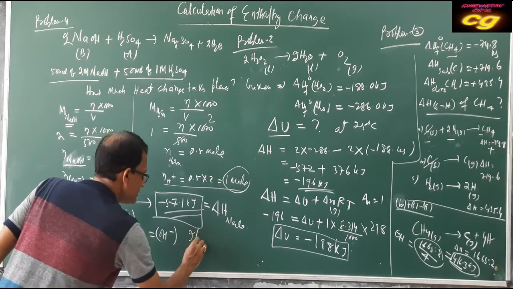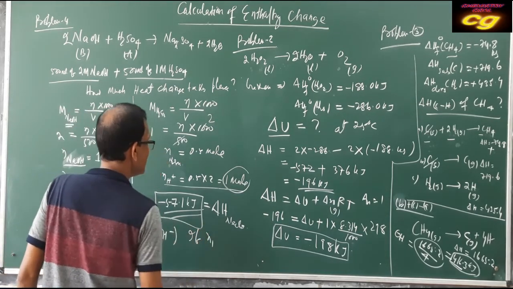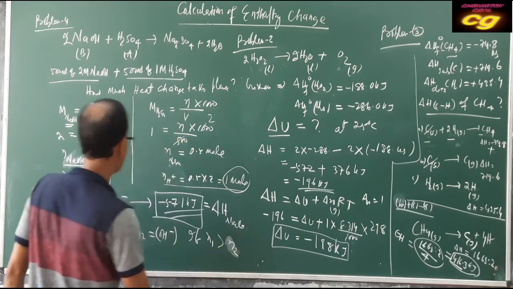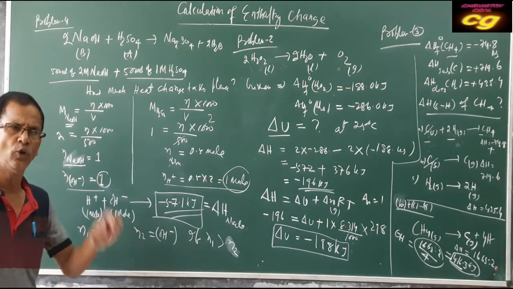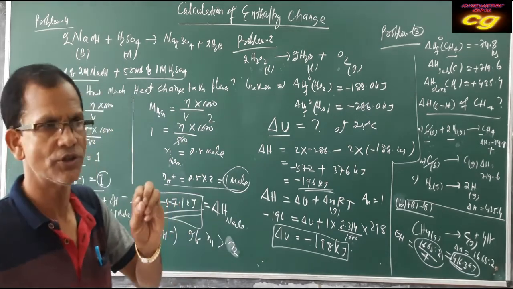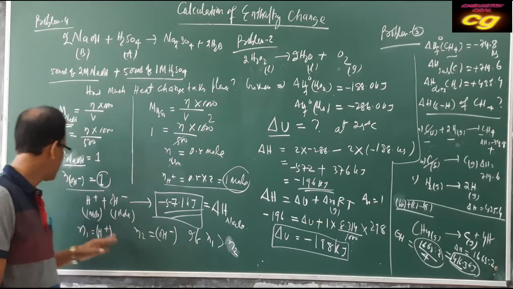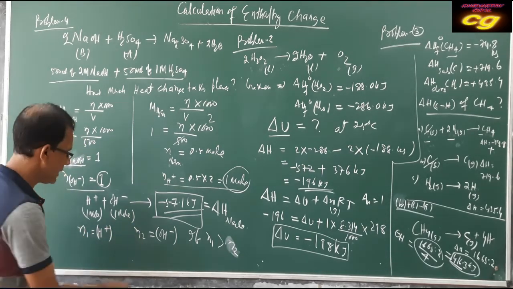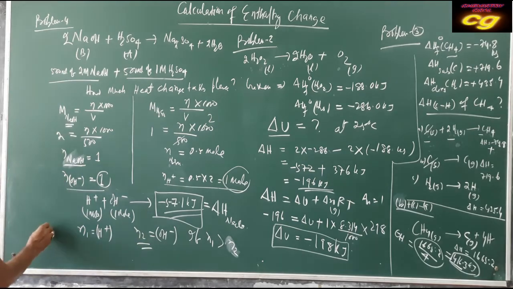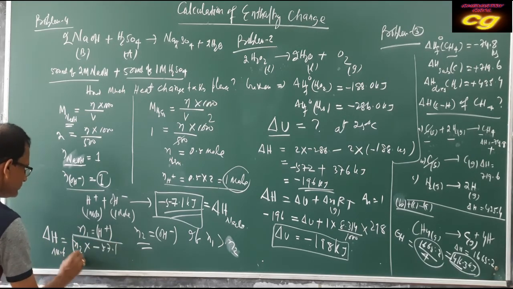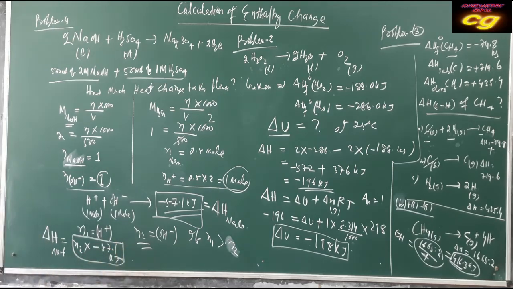Very important is, if N1 is greater than N2, the smaller factor will be considered as per the limiting reactant. If N1 is greater than N2, which is lower? N2 is lower. So the enthalpy change of the neutralization reaction, that is the important formula, will be N2 into minus 57.1 kilojoule.